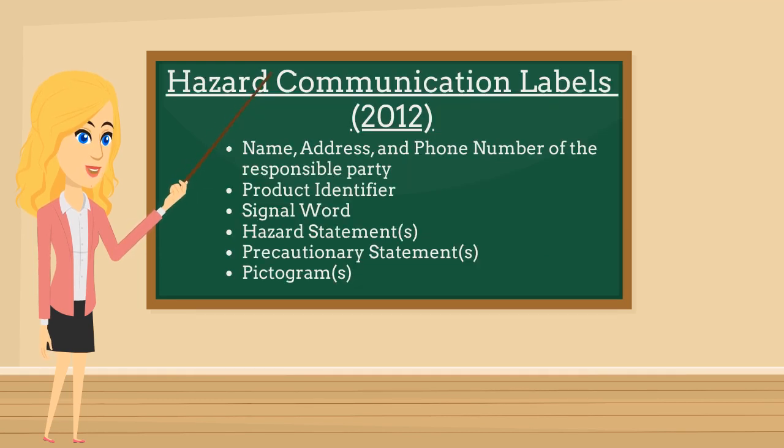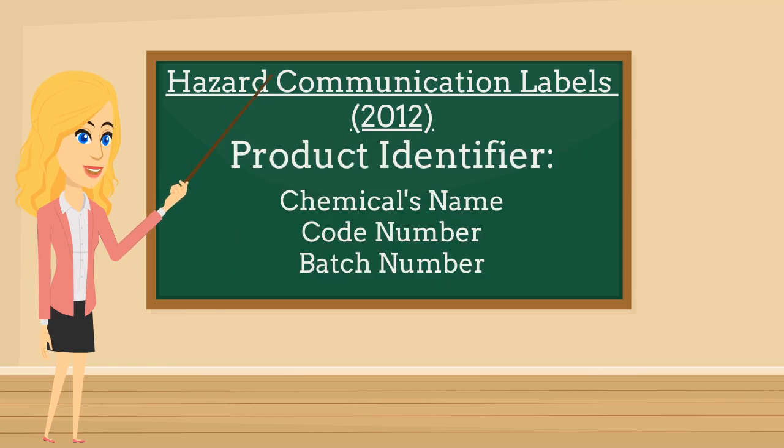The HCS requires that chemical manufacturers, importers, or distributors ensure that every container of hazardous chemicals leaving the workplace has been labeled, tagged, or marked. The label has to include the name, address, and phone number of the manufacturer, importer, or distributor. Labels are also required to have a product identifier. This is used to identify the hazardous material. The identifier could be the chemical's name, a code number, or a batch number.